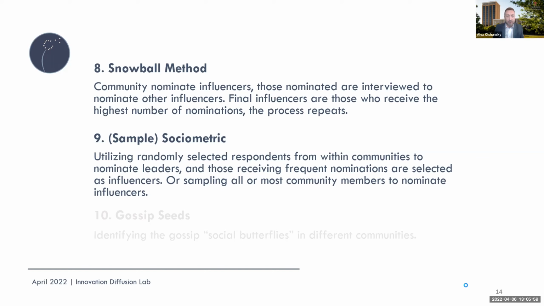One is taking a random sample from a community. The other is sampling all or most members of a community. The tenth technique that we introduce here we call gossip seeds. This is essentially identifying the gossip social butterflies within different communities. It means going into different communities and asking people who the gossipers are, and then using those individuals as seeds within different communities.